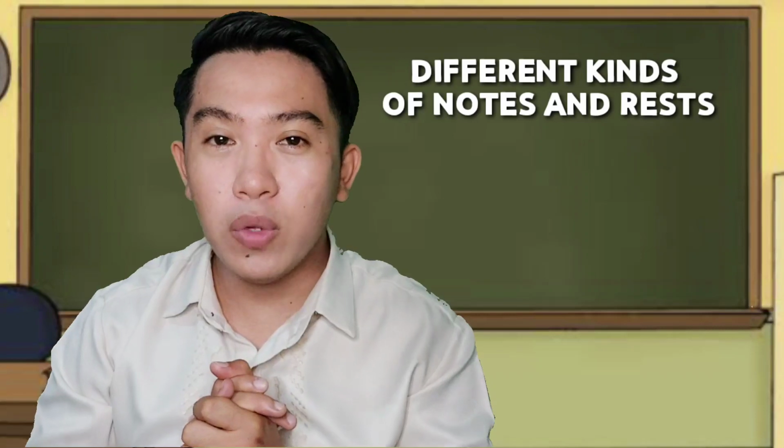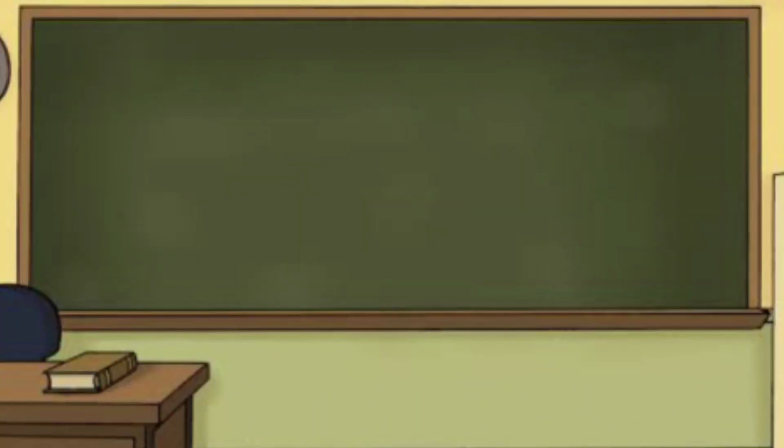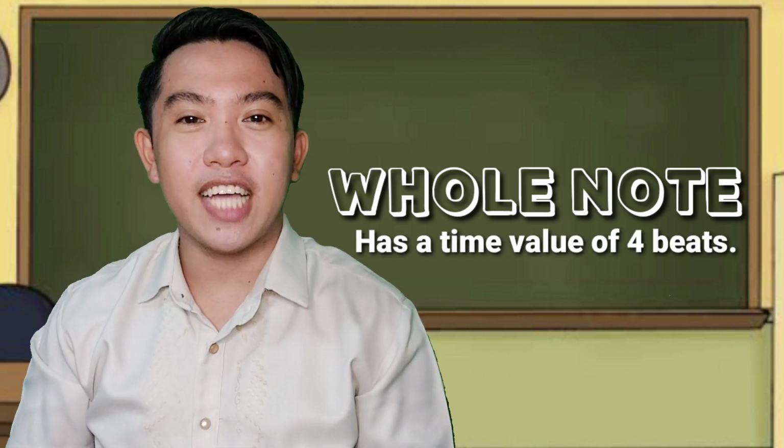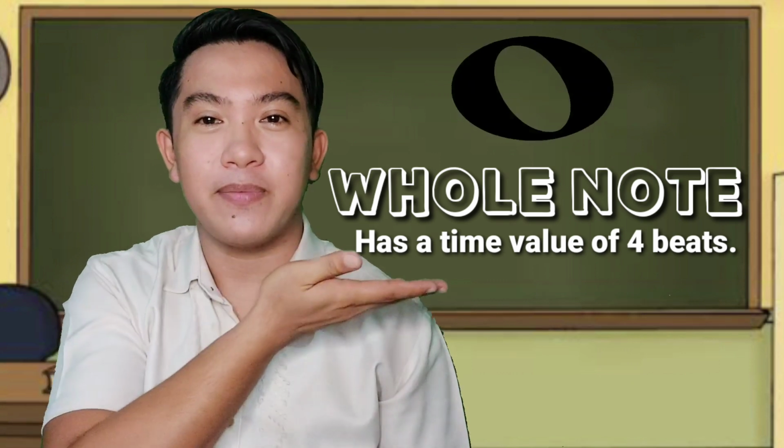This video lesson will help you master the different kinds of notes and rests and their time values, and this will help you be confident not only in reading and writing music but also in performing musical compositions. So let's begin with the different kinds of notes. The first kind of note that we have is what we call whole note. A whole note has a time value of 4 beats. And it looks like this.